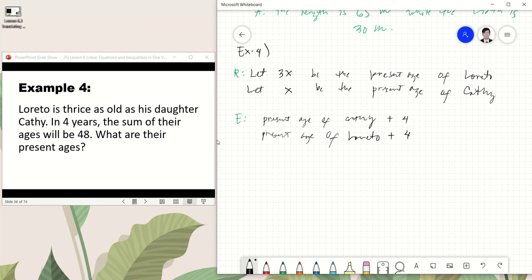So it says that in 4 years, the sum of their ages will be 48. So meaning nun, i-add lang natin yung age ni Kathy at ni Loreto, and then it's expected na 48 ang total. So, yung age ni Loreto is 3x. But don't forget, add 4 because it's in the future.